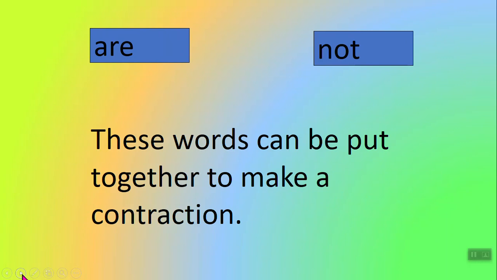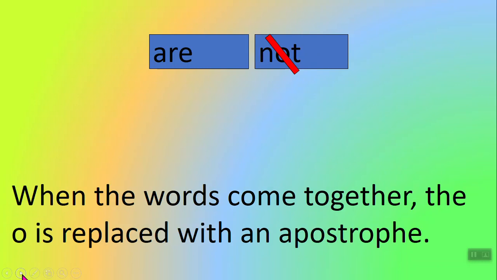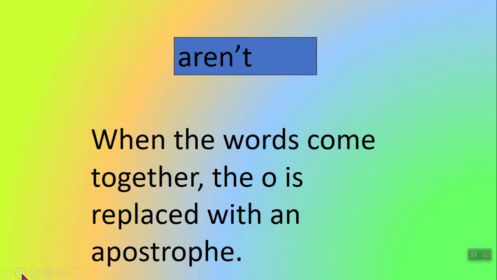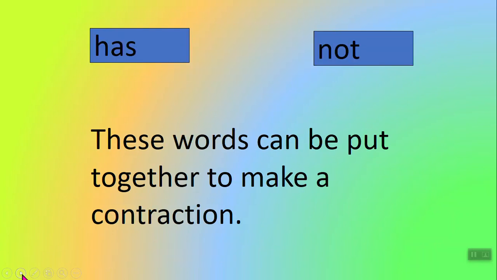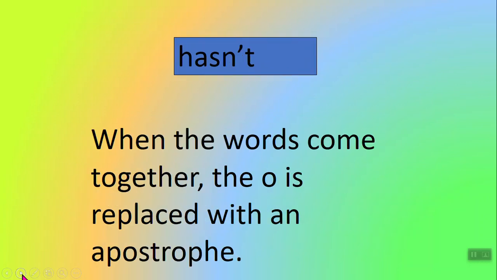Are not. These words can be put together to make a contraction. Let us see how to do this. Are not. We cancel the O in not, and instead of that we replace it with an apostrophe. Aren't. When the words come together, the O is replaced with an apostrophe. Now we have these two words, has not, so we replace the O with an apostrophe to make a contraction. So it becomes hasn't. Let us look at one more.